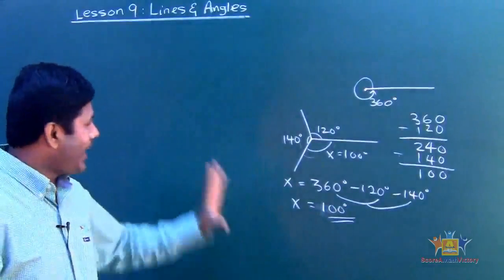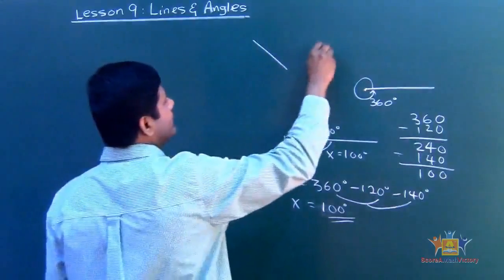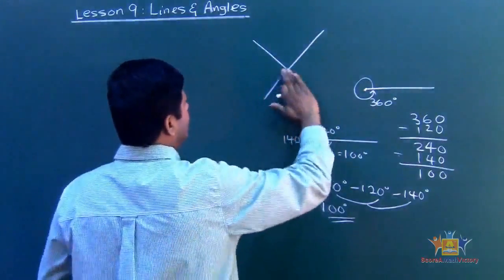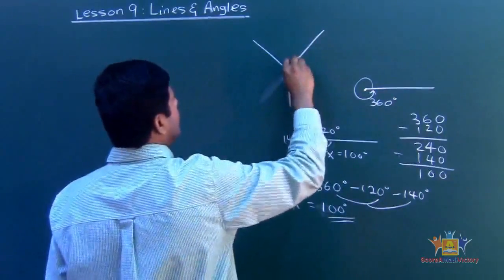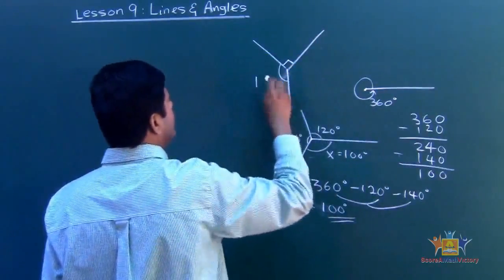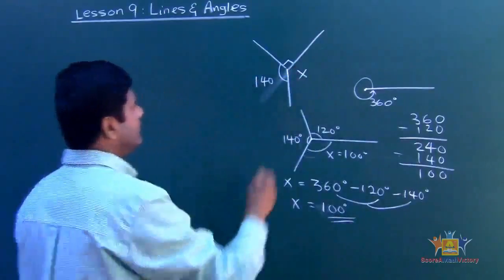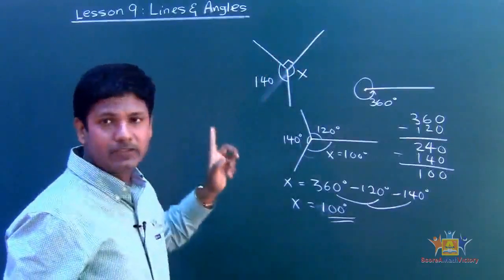Very easy. I can manipulate it any way I want. Like, for example, I could have done it this way. Let's put this one like that. And then I tell you this one is 140, and ask you to find x, this angle right here. So you know the total angle is 180.